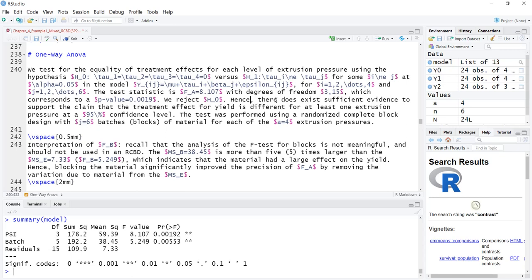Hence, there does exist sufficient evidence to support the claim that the treatment effect of the yield is different for at least one extrusion pressure at a 95% confidence level. The test was performed using a randomized complete block design with B equals 6 batches or blocks of material for each of the A equals 4 extrusion pressures. So I'm being specific so that the reader knows what has been done here. Okay, so they understand the results.